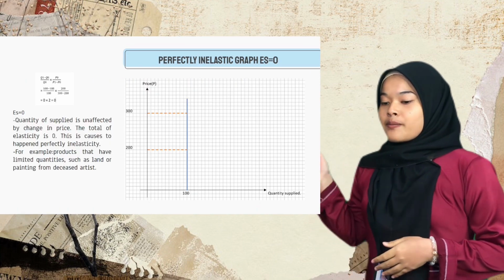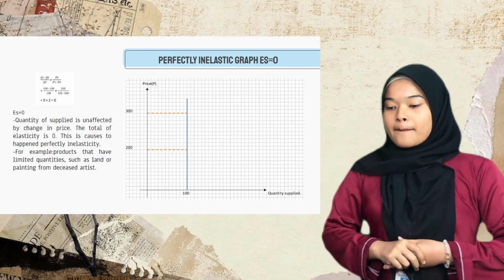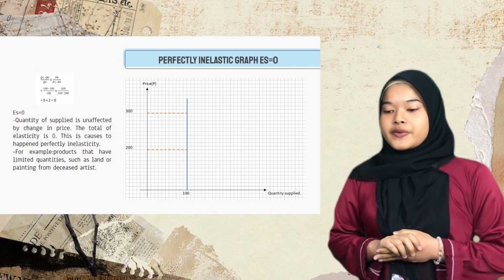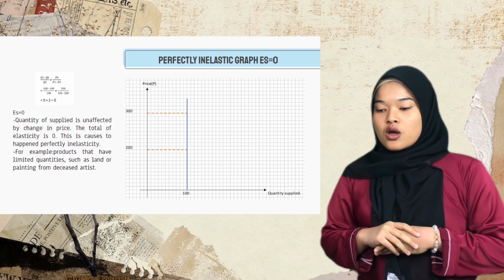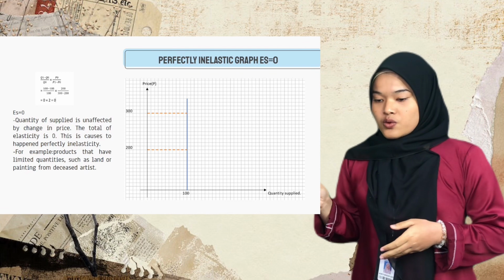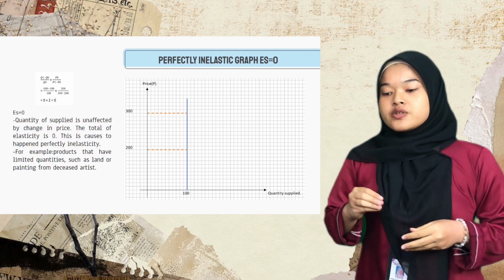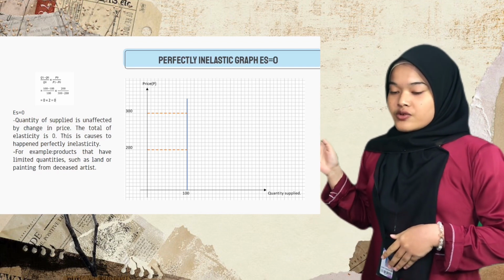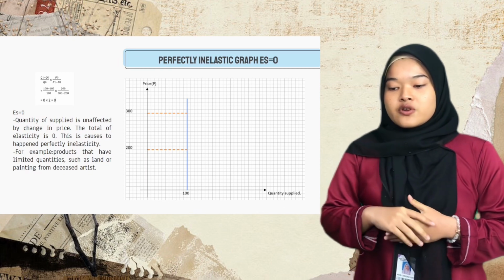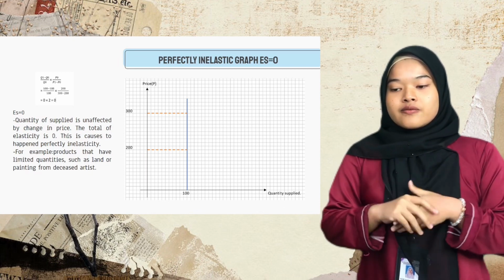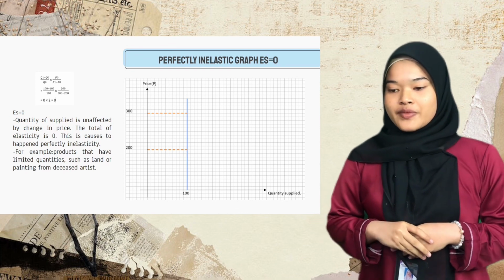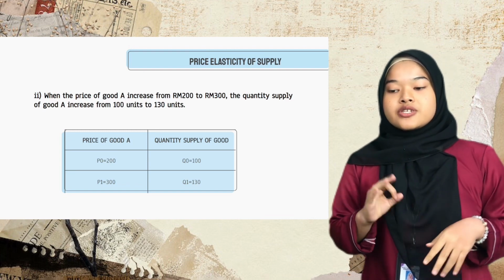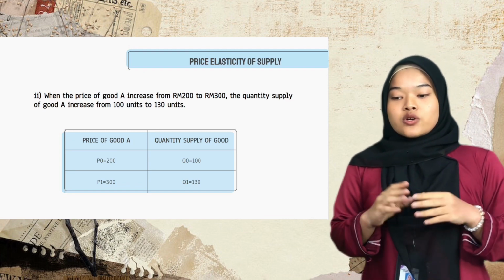Next, based on the formula, Q1 minus Q0 over Q0 multiplied by P1 minus P0 over P0, it equals 0. This is a case of perfect inelasticity. As you can see on the graph, when the price of goods increases, the quantity of supply produced is static, for example, land.